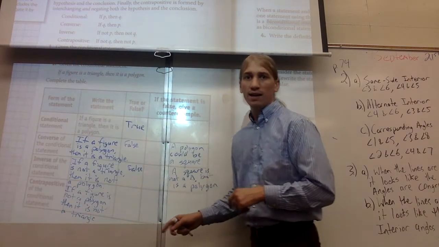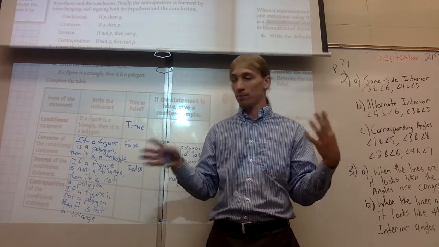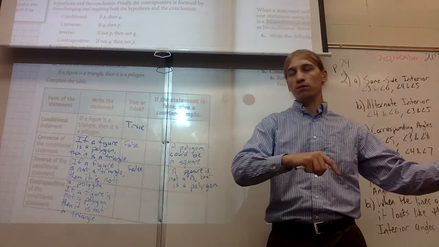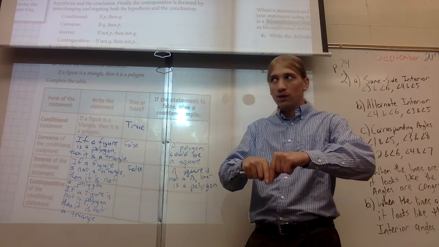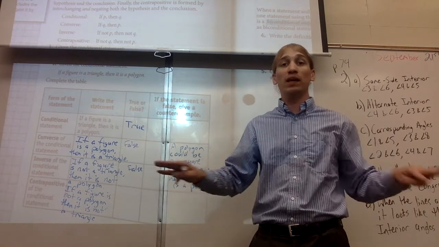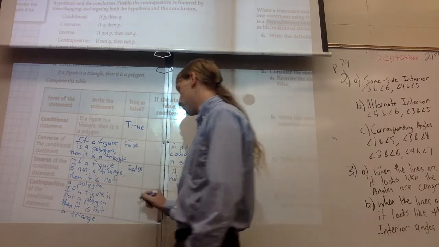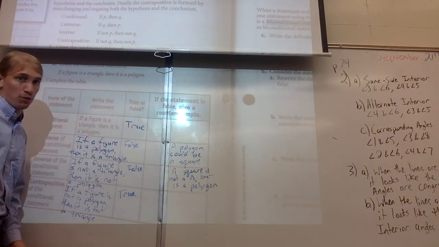So this is saying if a figure is not a polygon, so it's not like a typical shape, that's how we're thinking about polygon for now, then it's not a triangle. Well, let's think. A triangle is a type of polygon. So if I'm telling you it's not even a polygon, it could not possibly be a triangle. So this statement is true. And that's how we get through this table.